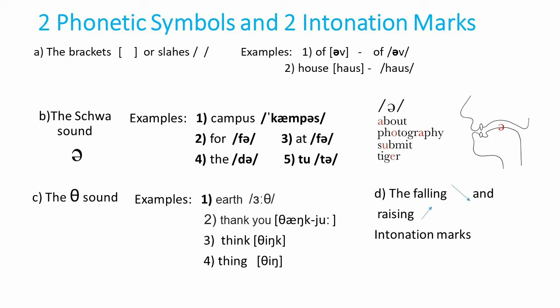And for example, let's look at example number 1. Campus is pronounced "campus." The sound of the schwa, it's not an E. So you don't say "campus," you say "campus." Number 2, "for," using the schwa.